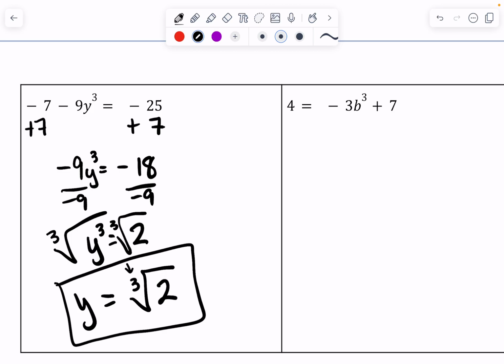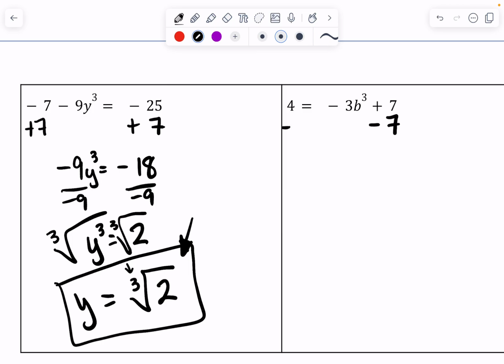That can't be simplified any further. If it asked for a decimal, you would do the cube root of 2 in your calculator and give me an approximate. But if they want an exact answer, you need to leave that radical in there because this is not a perfect number. It's an irrational number.